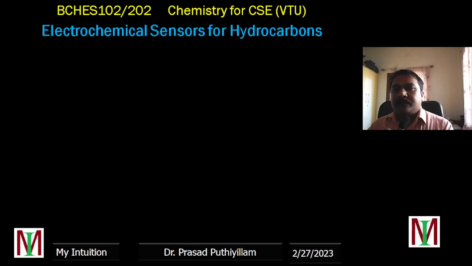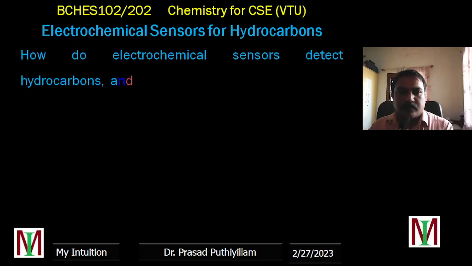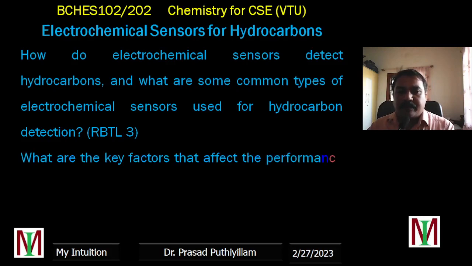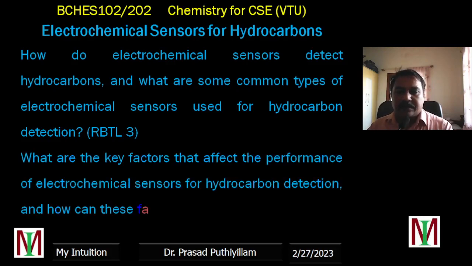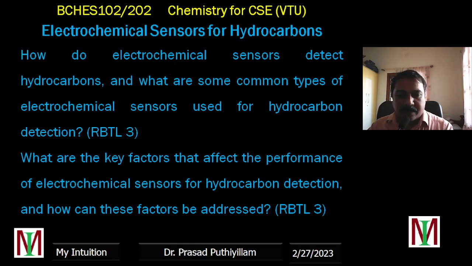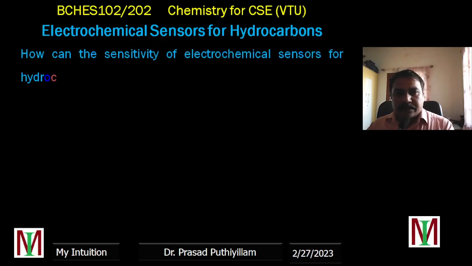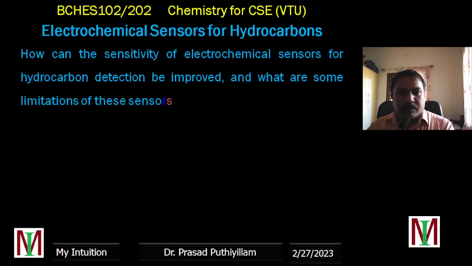Next, electrochemical sensor for hydrocarbons. Okay, again a similar one, but the analyte we want to measure is hydrocarbons. So some questions I took. How do electrochemical sensors detect hydrocarbons, and what are some common types of electrochemical sensors used for hydrocarbon detection? Level 3 question. What are the key factors that affect the performance of electrochemical sensors for hydrocarbon detection, and how can these factors be addressed? Again, level 3 question. How can the sensitivity of electrochemical sensors for hydrocarbon detection be improved, and what are some limitations of these sensors? This is a level 4 question.